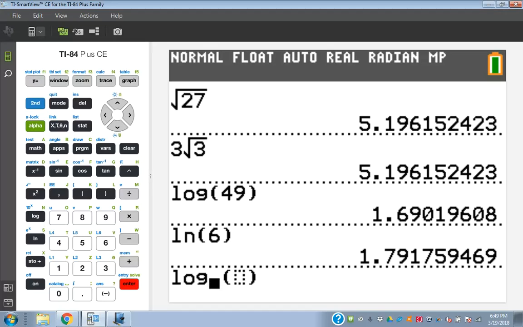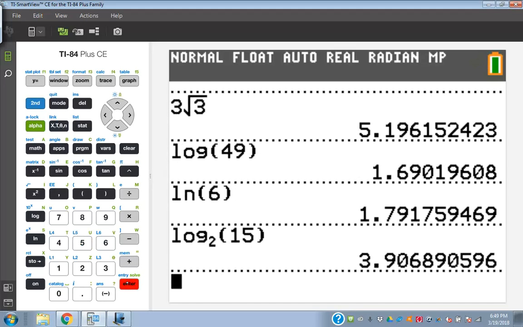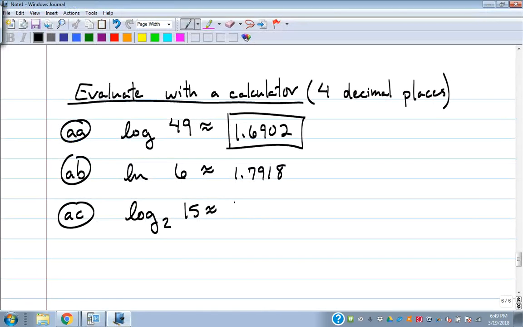Okay. Log, this is the base of that. So for our problem, we're going to put a 2 right there in that box and a 15 right there. So put a 2, then press the right arrow key to get into the other box. We'll put a 15. 3.9069.